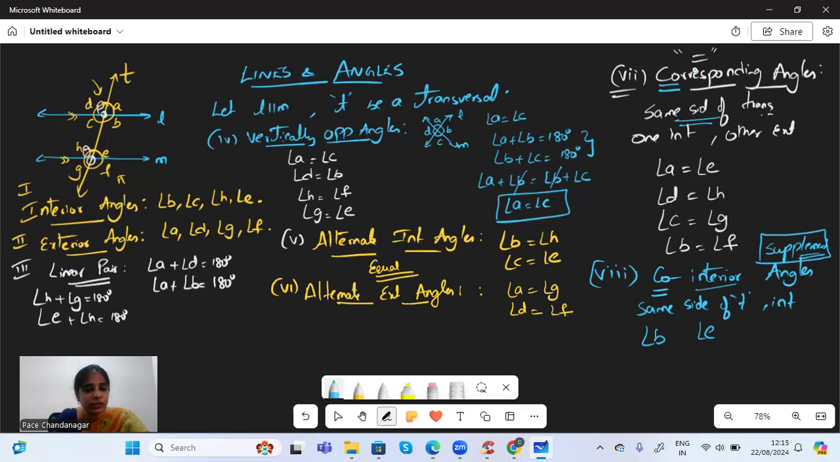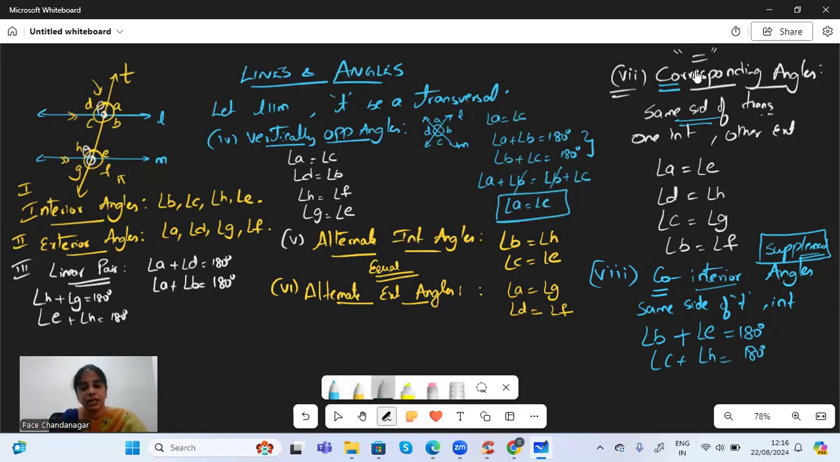Now, supplementary in the sense that when you add up these two angles, they should result in 180 degrees. So angle B plus angle E will be equal to 180. Similarly, tell me what is the other pair on the left side of the transversal? That will be your angle C plus angle H, also equal to 180 degrees. Clear? B plus E equals 180, C plus H also equals 180 degrees.